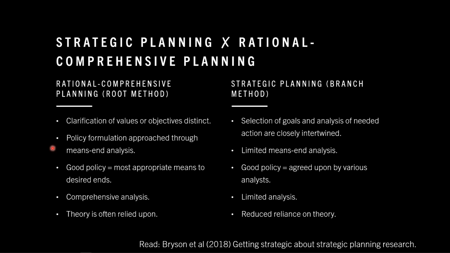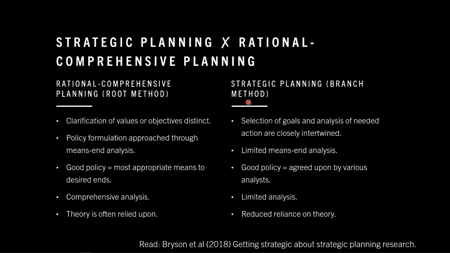And policy formulation is approached through means-end analysis. In other words, they view the policies or the regulations that they produce as a means to an end, as an instrument to achieving the end result that they're expecting. So the third point is that good policy is the most appropriate means to desired ends. Just like point number 2, they view policy as a means, as an instrument to achieve the desired end or the desired result. And in rational comprehensive planning, as the name suggests, there's a comprehensive analysis to help develop the policies. And theory is often heavily relied upon.